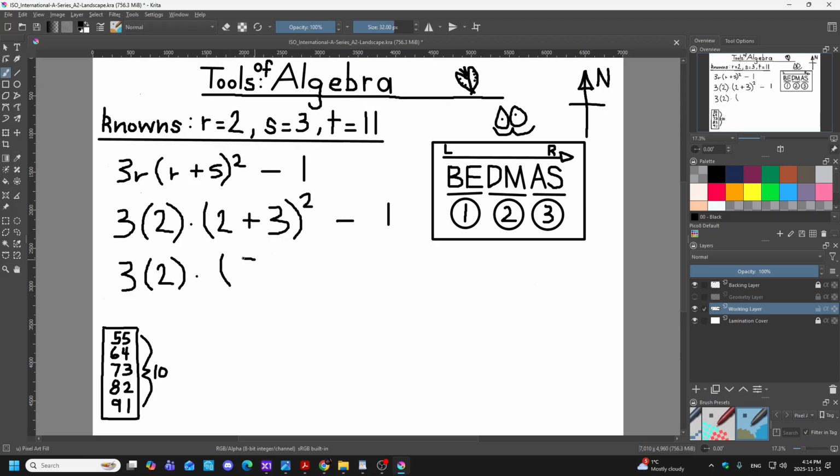2 plus 3 is 5. That's squared. Subtract 1. All this is still multiplication. I could write it like this: 3 times 2 times 5 times 5, if I wanted to show all the work. Or I could simply just go right here. Get rid of the exponent, because that's what we're doing. Exponent is now gone.